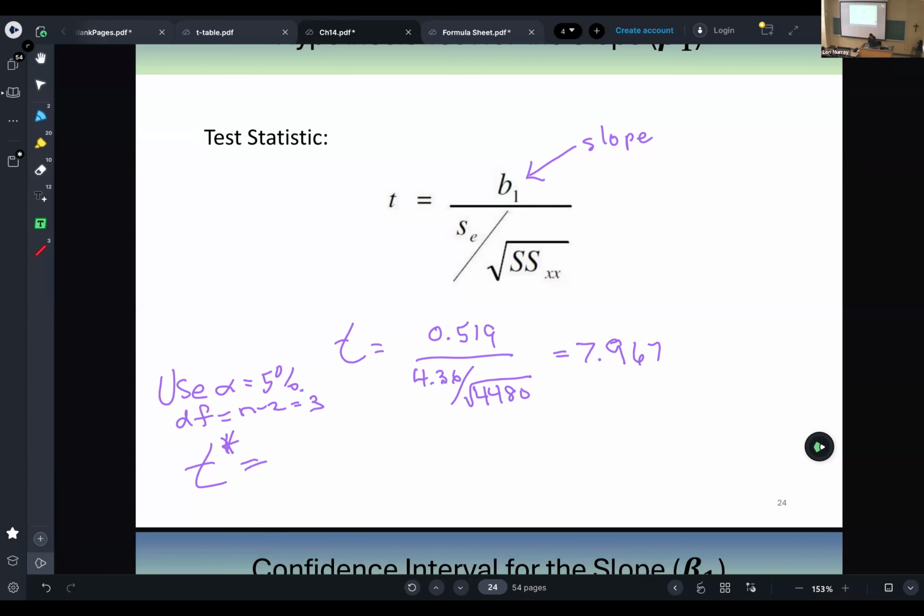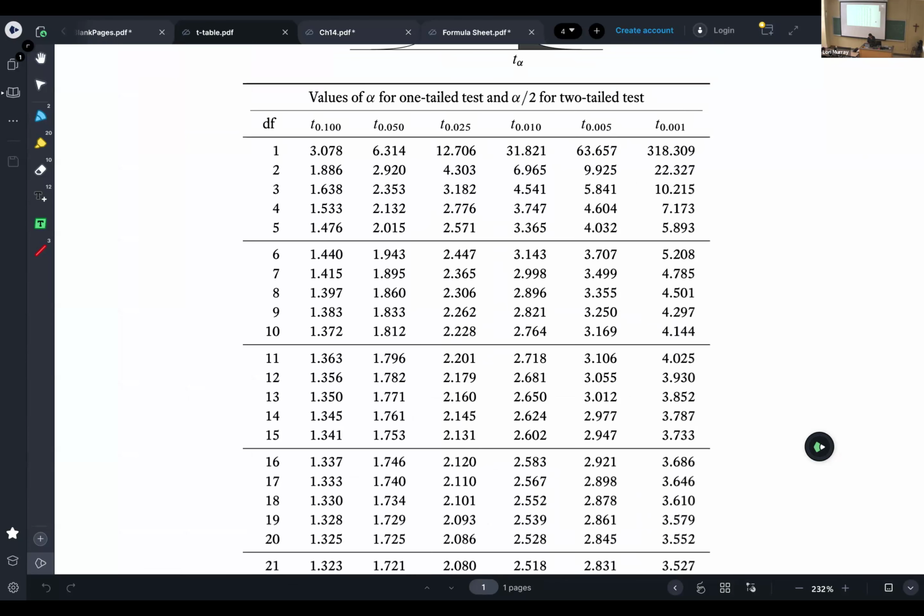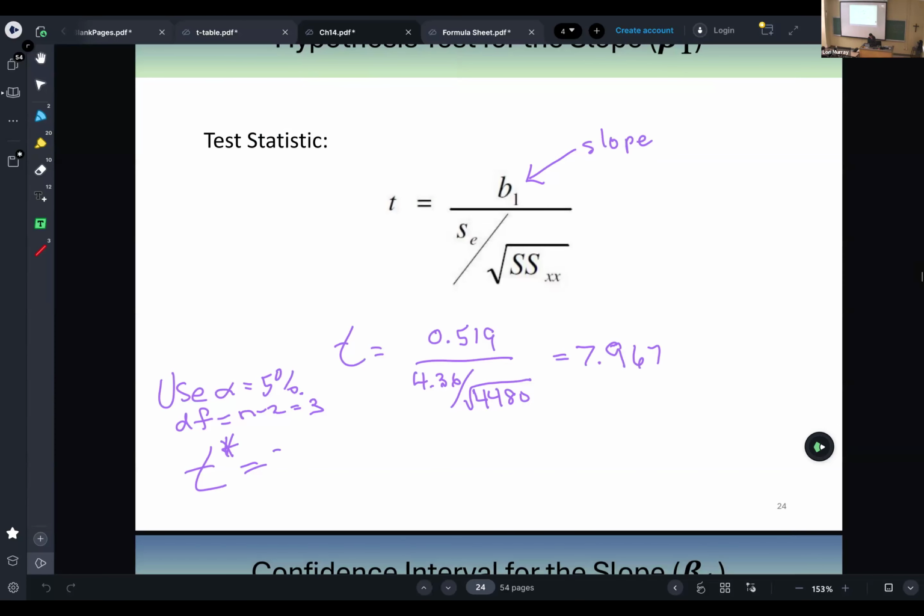And so let's look up that t value. So 3 degrees of freedom. Here we are. 3 degrees of freedom. 3.182. Right. It's a two-sided test. So we just look at that column, 0.025. 3.182. So this is why we spent so much time on this stuff, because this is where we really need it.